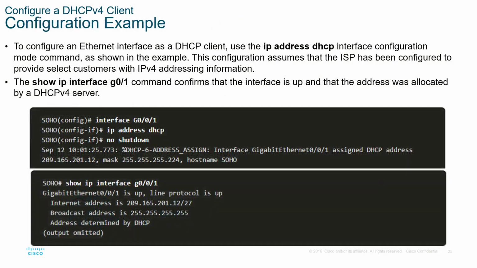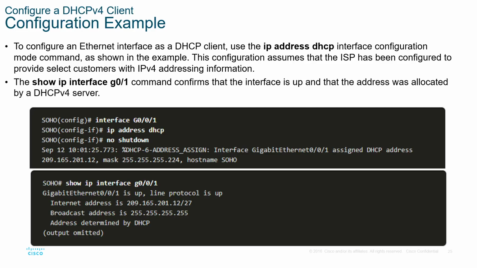Now, to configure an Ethernet interface as a DHCP client, we use the command ip address dhcp as mentioned before. In the example that was given, we can just go to our small home office network router, and we can go to the interface which is connected to the ISP infrastructure, and we issue the command ip address dhcp. We can do a no shutdown to bring the interface up. To verify that this has been done, we can issue the command show ip interface gig 0/0/1.